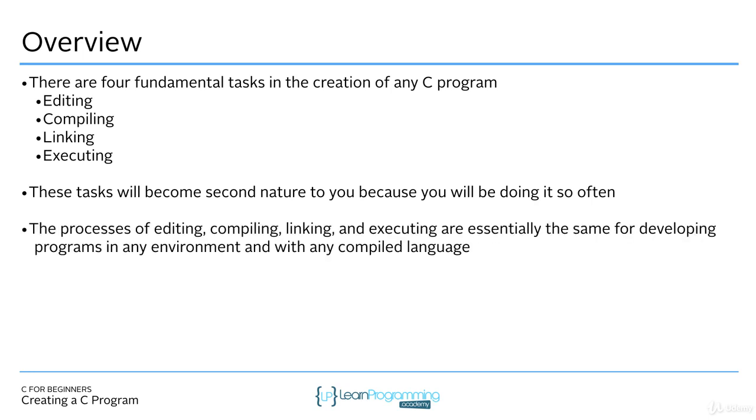The processes of editing, compiling, linking, and executing are the same for developing programs in any environment with any compiled language. This is not unique to C. If you're writing a Java program, you're going to write the source code, compile it, and run it. Linking you might not be as aware of in Java, but it does some kind of linking, and we'll talk about what linking is. What I'm describing here, again, is how it's done in C.